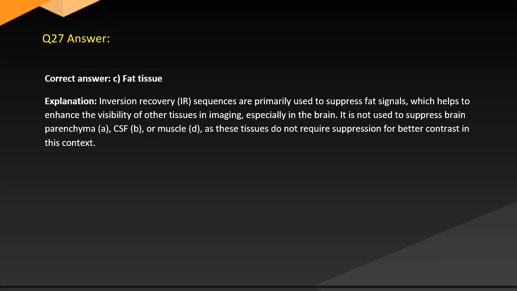Answer. Correct answer: C. Fat tissue. Explanation. Inversion recovery sequences are primarily used to suppress fat signals, which helps to enhance the visibility of other tissues in imaging, especially in the brain. It is not used to suppress brain parenchyma (A), CSF (B), or muscle (D), as these tissues do not require suppression for better contrast in this context.